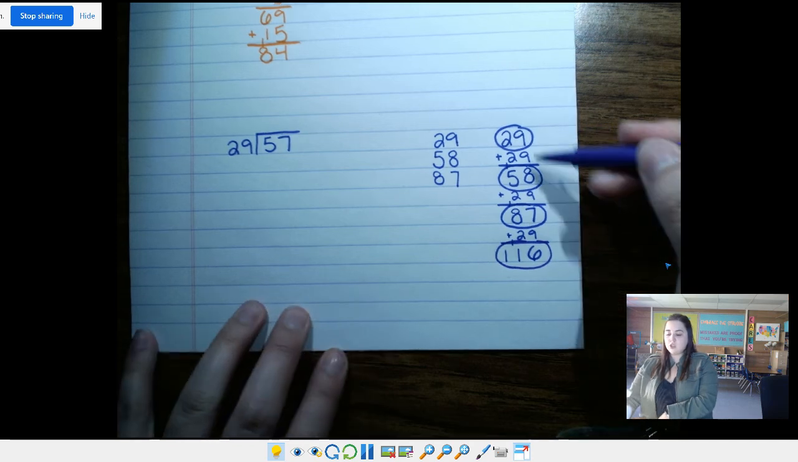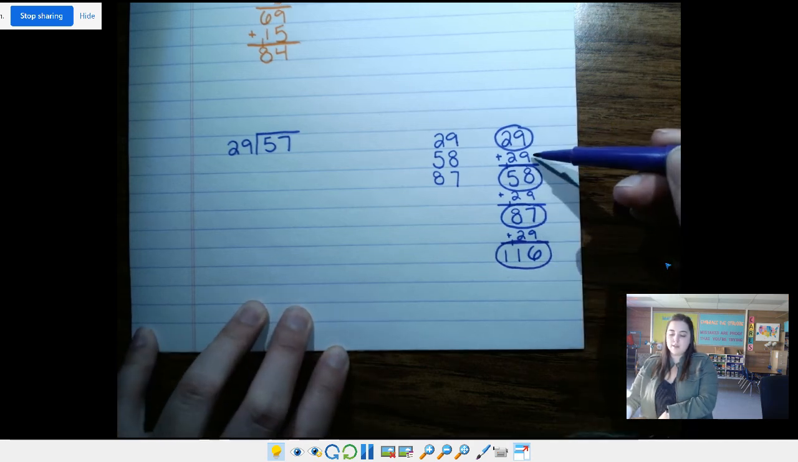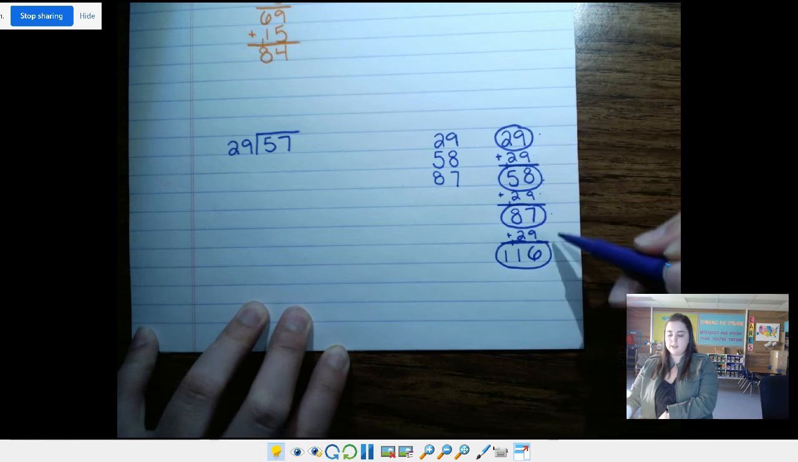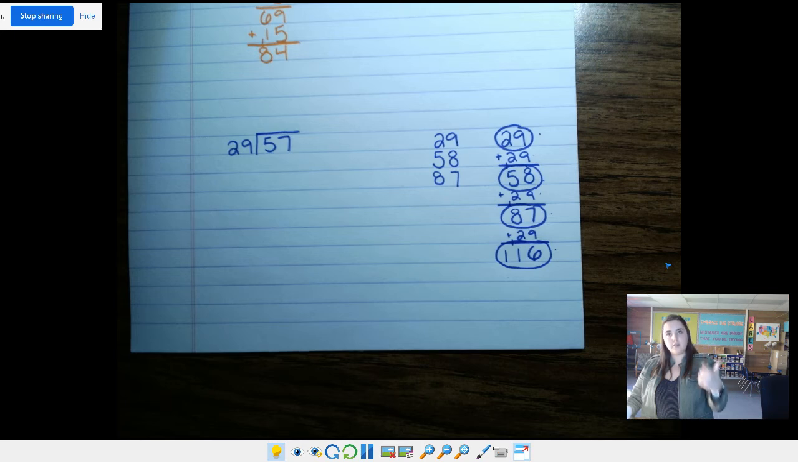So it's kind of like I'm circling every other number. I'm not counting the ones where I'm just adding the plus 29. So these are my skip counting: 29, 58, 87, 116. So just a little trick for you.